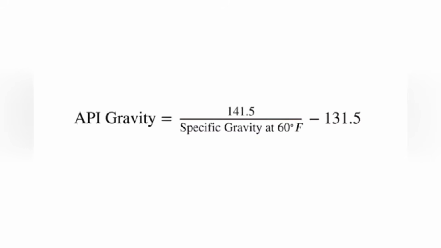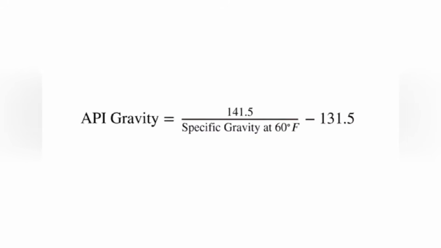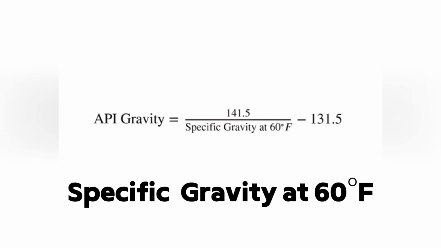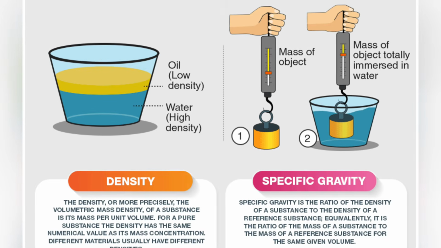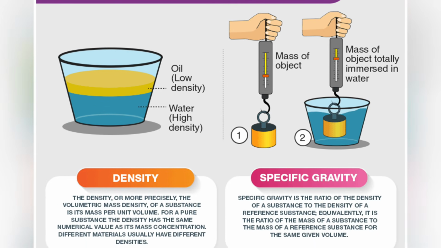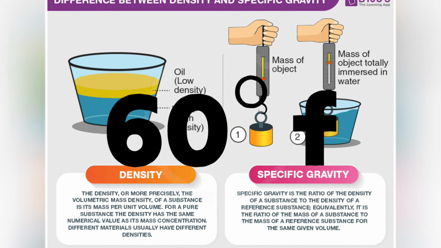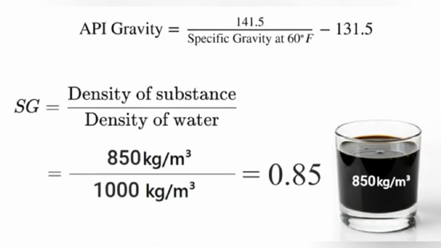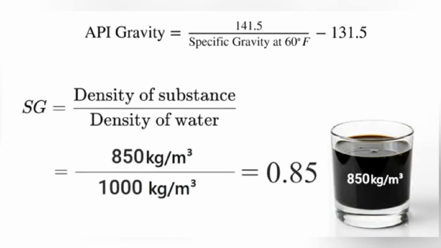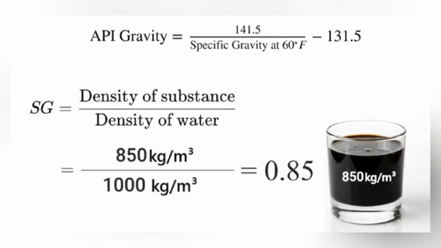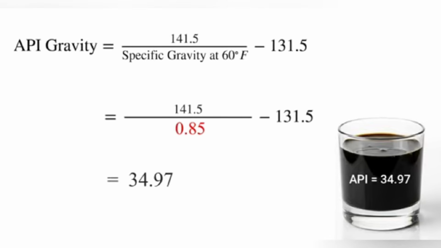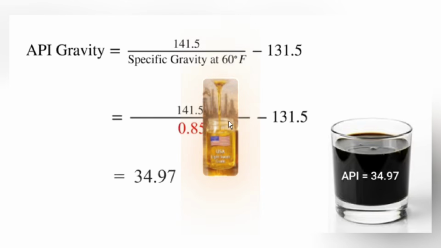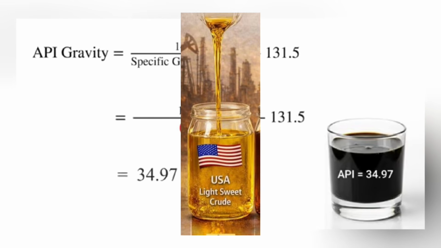The API value of an oil is obtained by determining the main part of this formula, that is, specific gravity. Specific gravity is the ratio of the density of the extracted oil to the density of water at a temperature of 60 degrees Fahrenheit. For example, if the density of the extracted oil is 850 kilograms per cubic meter, then the API for the extracted oil is 34.97. That means it is light crude oil.